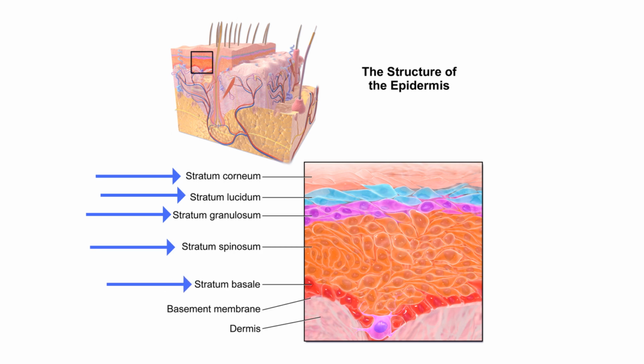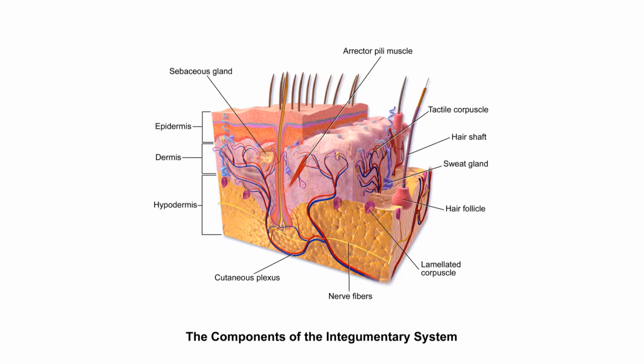The stratum basale or basal cell layer contains the epidermal stem cells. Melanin, a pigment, is secreted by cells here. The dermis contains connective tissue and a number of accessory structures such as hair follicles, sweat glands, sebaceous or oil glands, and sensory receptors. Hair follicles produce hair from a hair bulb surrounded by blood vessels and nerves.